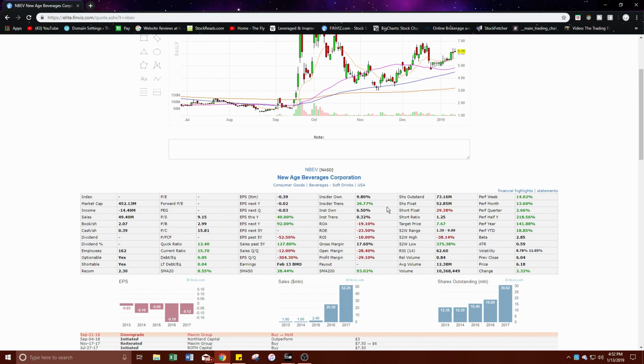So we see right here the shares outstanding is 73 million. The float is 52 million. So alright, I know this has a little bit bigger of a float. Insider ownership is at 10% and institution owned is at 6.50%. So this is pretty low. That's good, that's what I want to see. And even the insider ownership, that's low. That's what I want to see. And the short float is at almost 30%. 30% of the float is short.